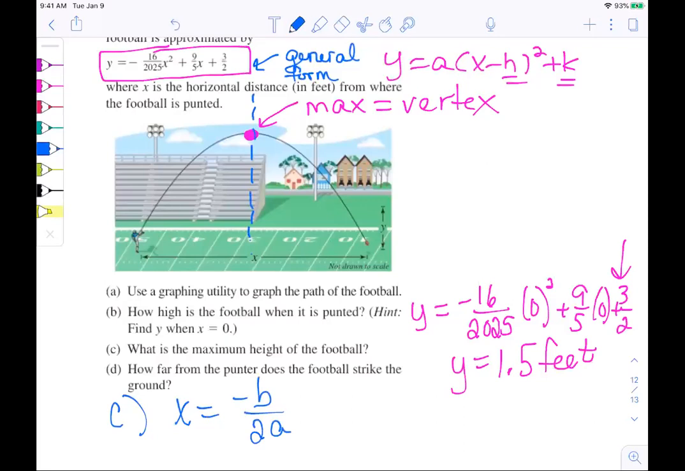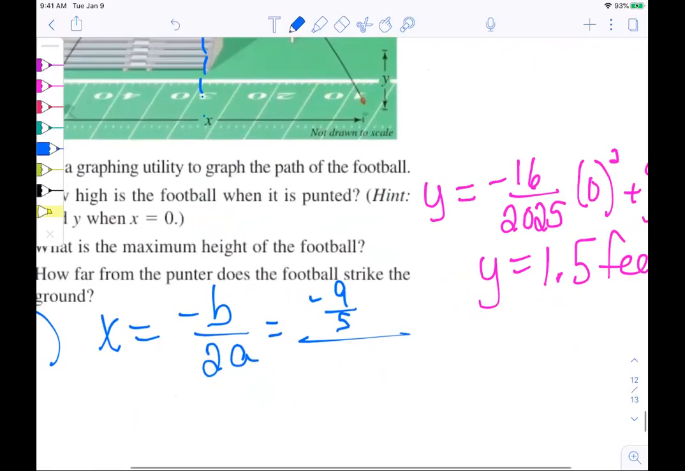We're going to try and use -b over 2a, which is still going to be messy because we have fractions, but it might be a little easier than using completing the square. So that's going to get us the center of the graph so that we can hopefully find the max. So looking, I have -b. My equation is in A, B, C form. So I would use -9/5. And then I'm taking 2 times -16 over 2025.